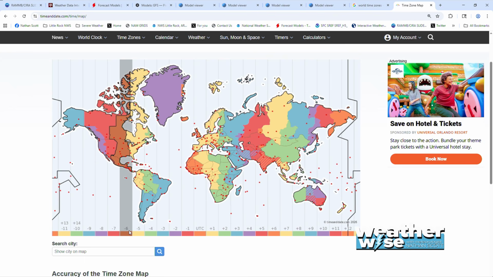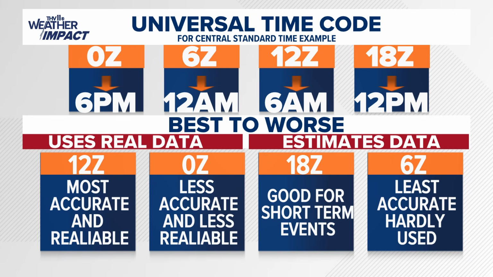So looking at the next graphic on Max, models come in every 6 hours. The long-term models, your GFS, your European, they come in every 6 hours. So it's known as 0Z, 6Z, 12Z, and 18Z. So with the Central Standard Time, that means the models come in at 6 p.m., midnight, 6 a.m., and noon. There are two important times of when the model information comes in.